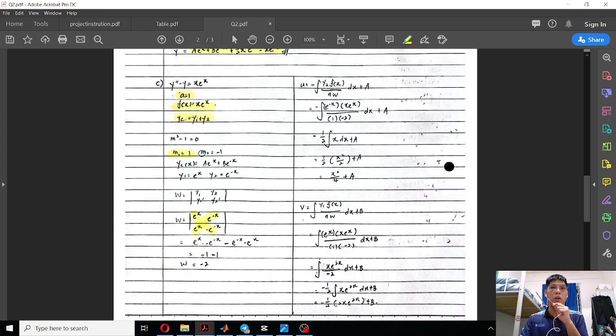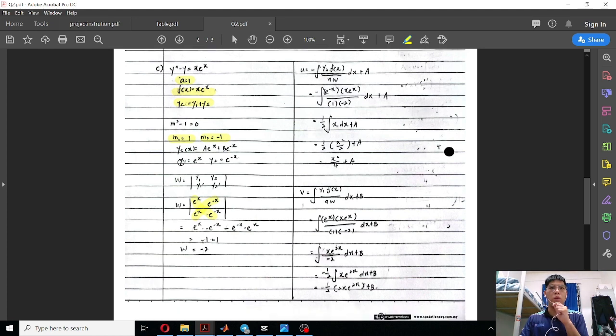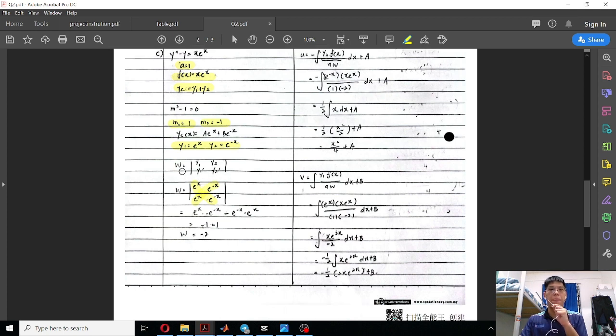We get m1 is 1, m2 is negative 1. So finally we get y1 is exponential of x and y2 is exponential power of negative x. After we find y1 and y2, we need to use the Wronskian method, which is a matrix using y1, y2, y1 prime and y2 prime. So we just substitute the values for y1 and y2 into this matrix form.